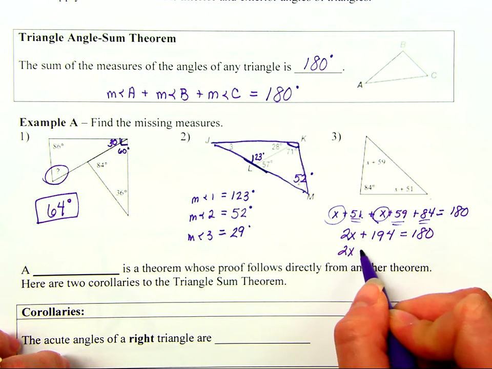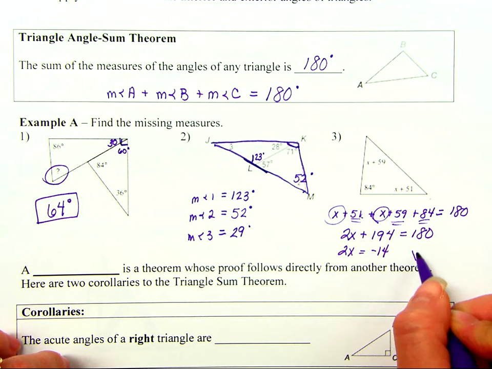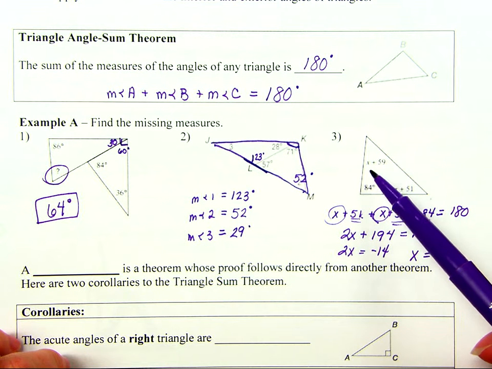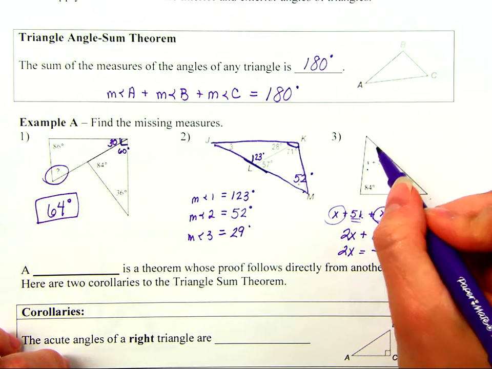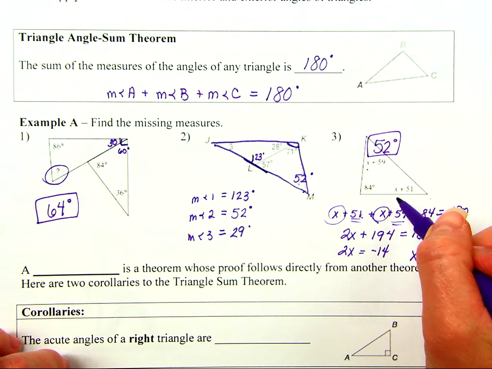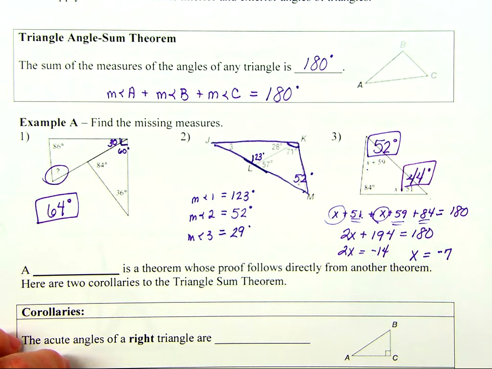Subtracting 194, I end up finding out that x comes out as a negative 7. And at first I was a little bit alarmed. However, as I look at my equations, x can be a negative number because when I plug it back in or I find my missing angles, negative 7 plus 59 still gives me a positive angle measure. Negative 7 plus 51, positive angle. And so I am okay there.